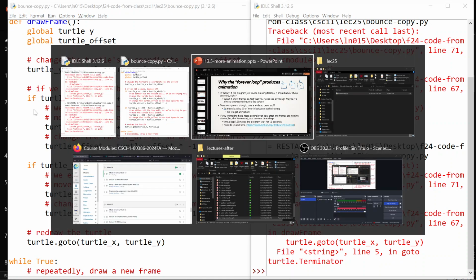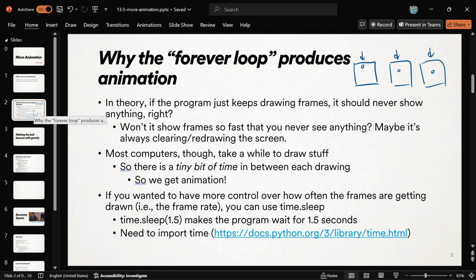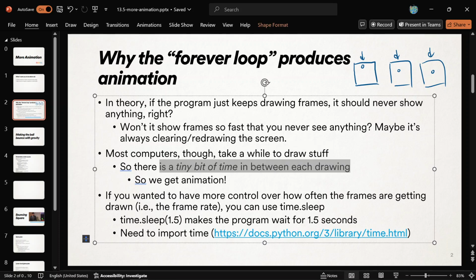We're not really having much control over how many split seconds, but that's what's going on, okay? So there's a tiny bit of time for each draw frame call, and that's going to be how long that previous frame was shown on the screen, however long it takes to do the new one, to call it the next time, okay? So that kind of makes sense.